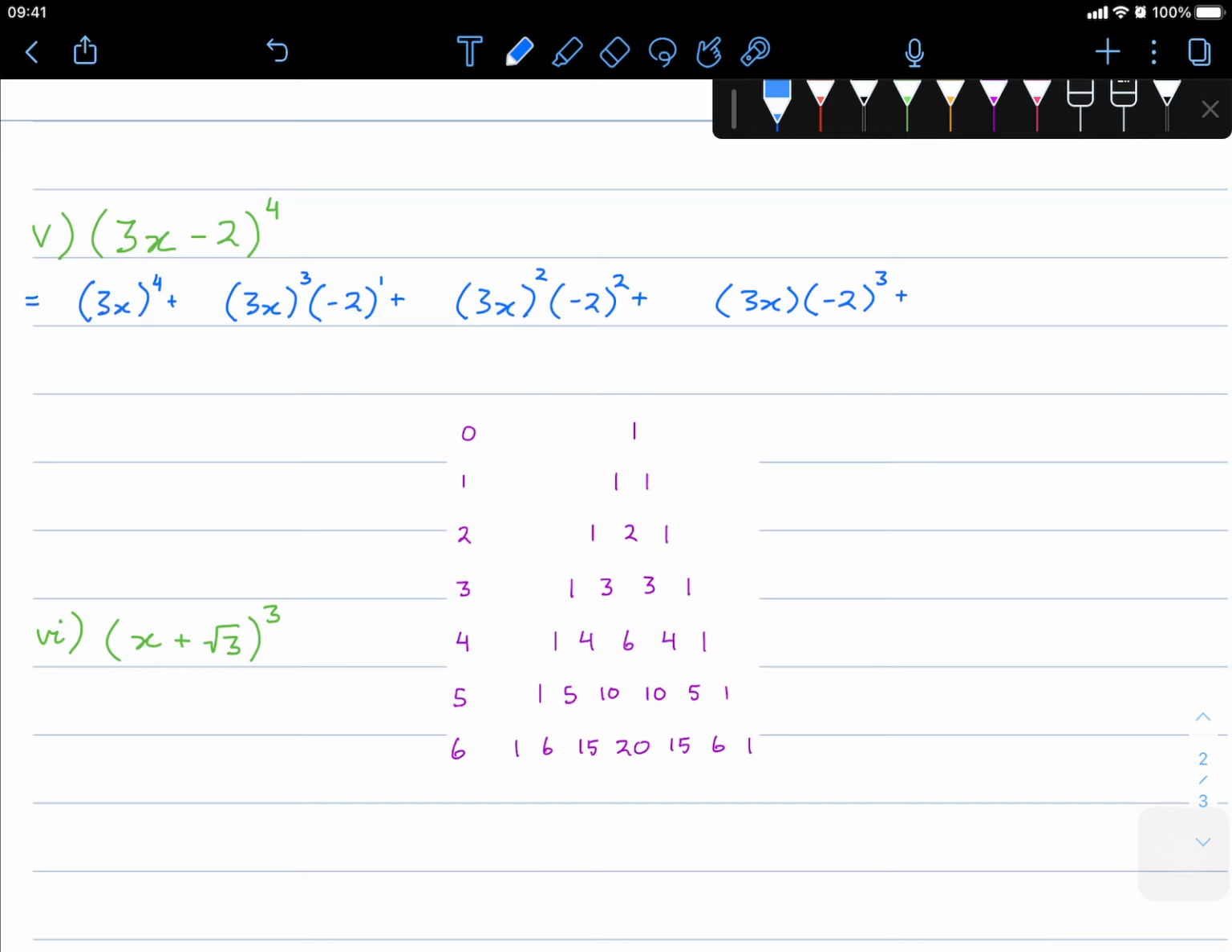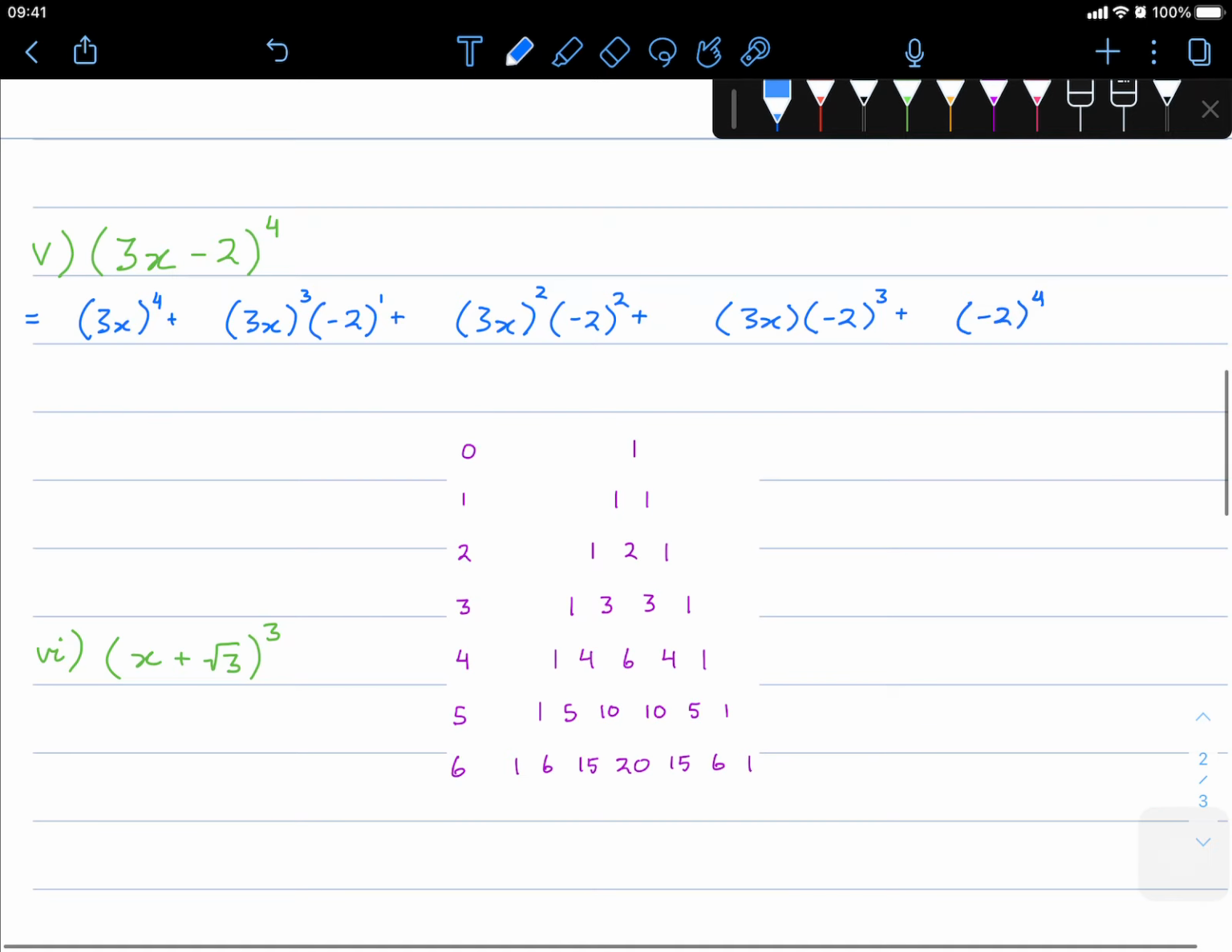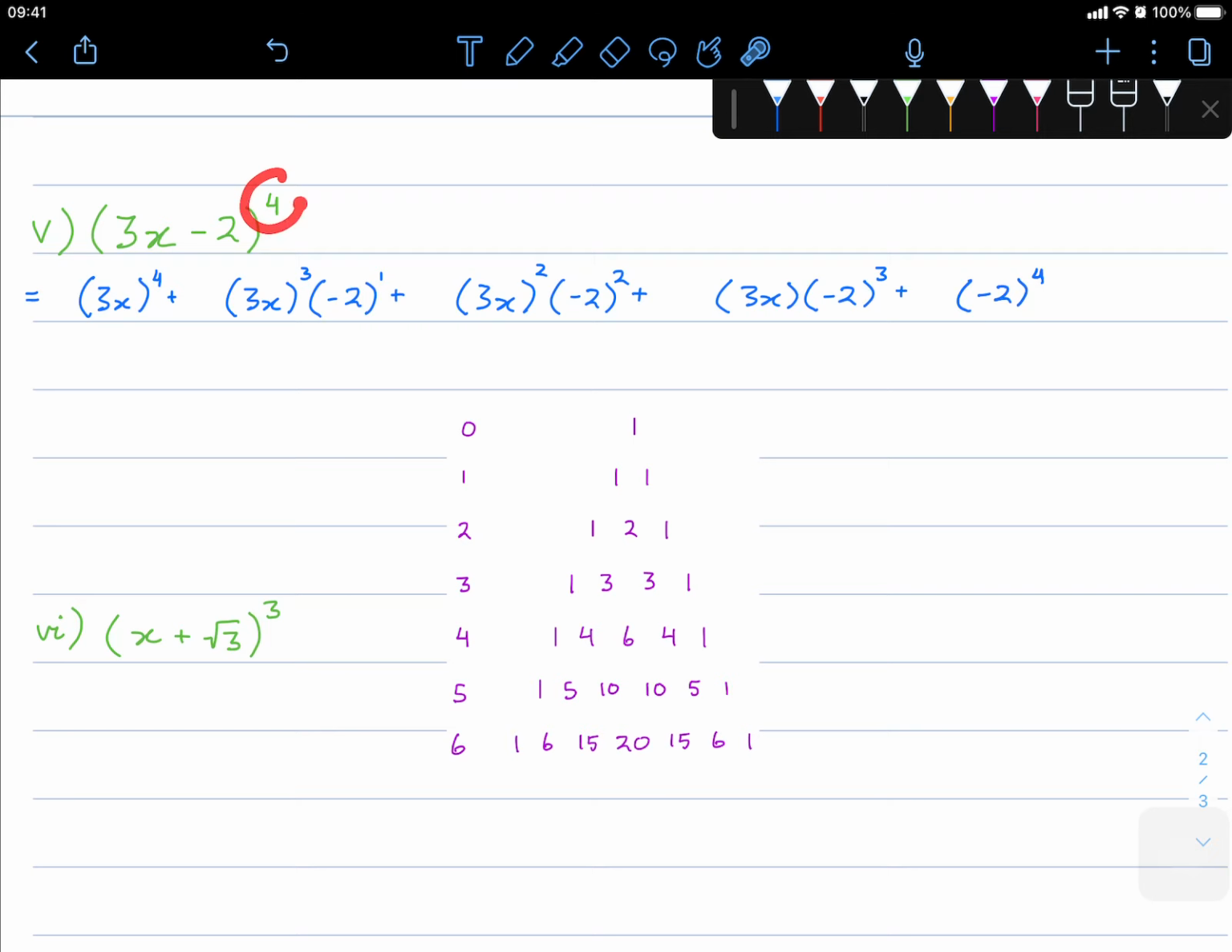plus, the last one is going to become 3x to the power of 0, which is just 1, so we don't really need to write that, times negative 2 to the power of 4. And there we have it. Let's now take a look at what row we are in. That's 4. So it's going to become 1 times, but as you've previously seen, we don't really worry about the 1 on the end. And this is going to become 1, 4 times, 6 times, 4 times, and 1 times, but we don't worry about that one.